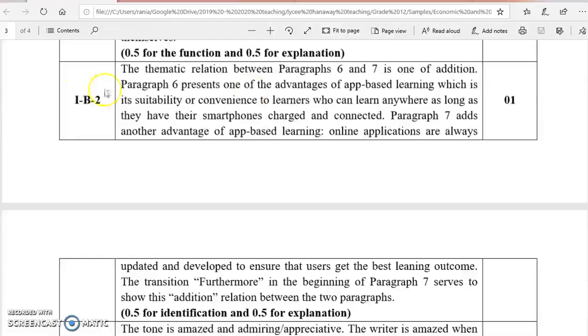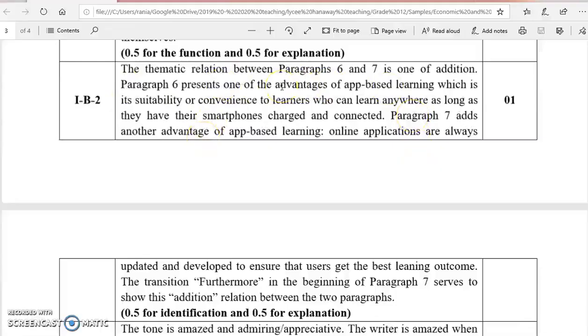Let's go to the explanation. What you have to do is to mention the main idea of each paragraph and then see how they are related. So paragraph 6 presents one of the advantages of app-based learning, and I explain it. Paragraph 7 adds another advantage, and I explain it.